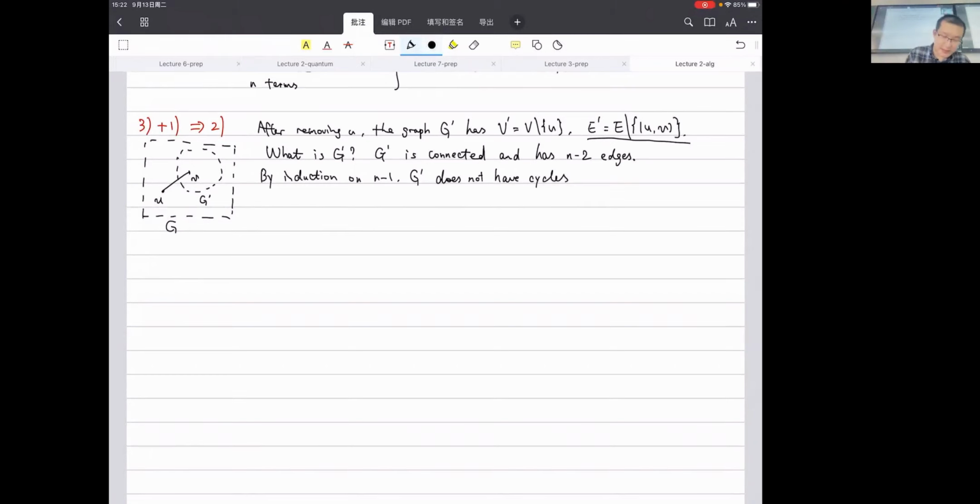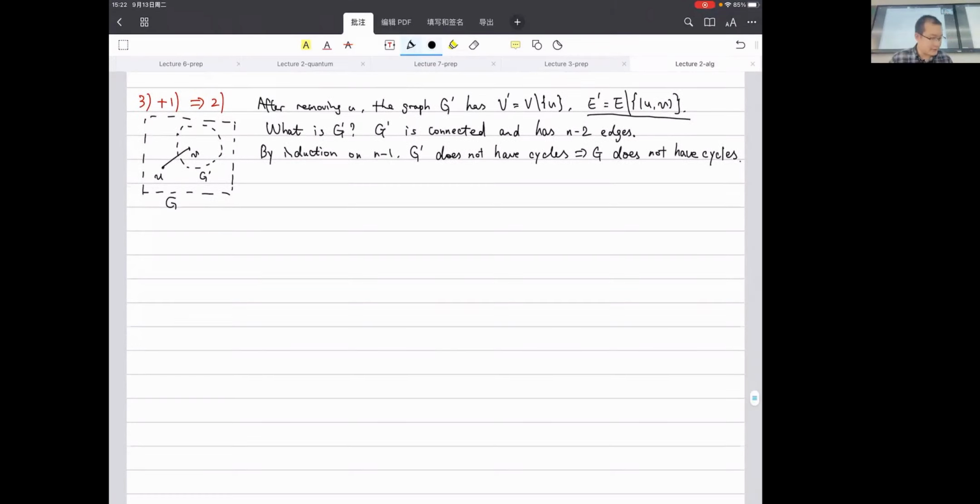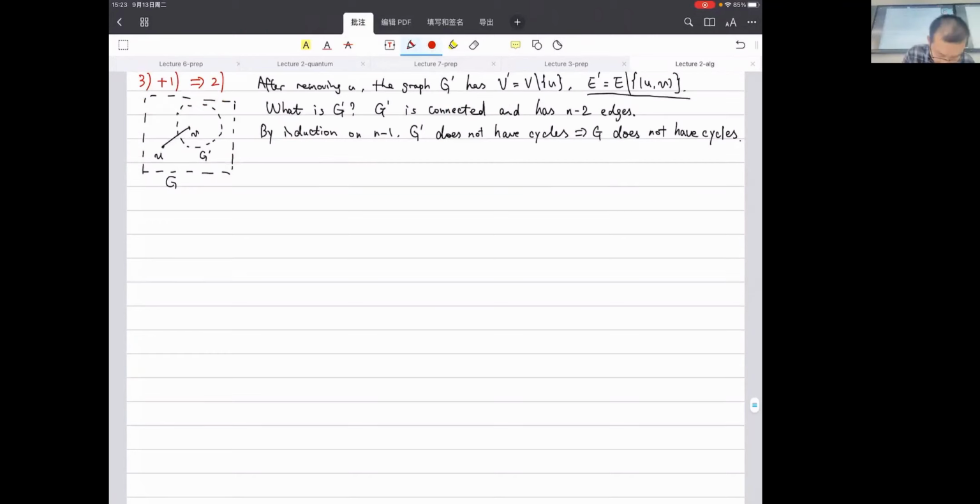And as G prime does not have any cycles, and there's a single edge from U to G prime, this implies that G does not have cycles. Therefore, we make the argument that 3 plus 1 implies 2 here. Any questions? Okay, I guess this argument is relatively clear, and let's also see the other one, which is 3 plus 2 implies 1 here.